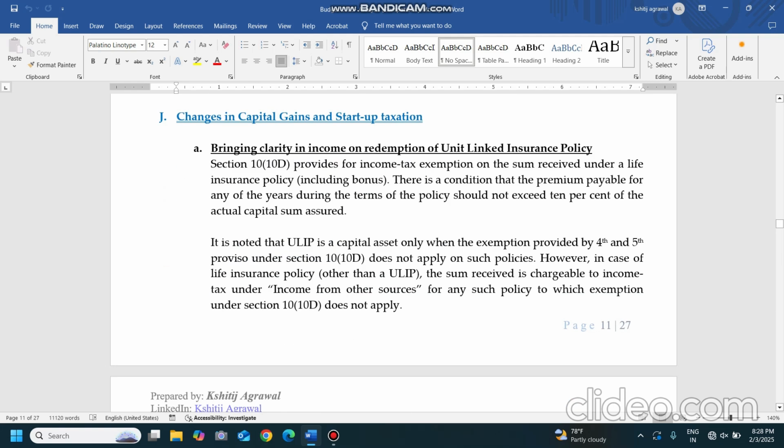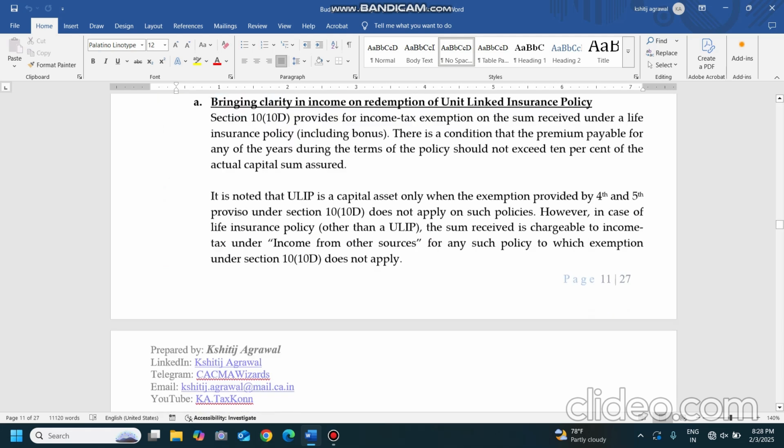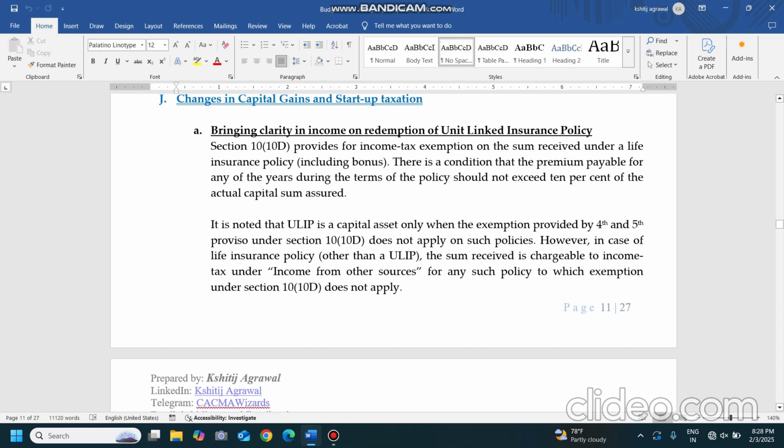Now coming to capital gain related exemptions and startup taxation. Four major changes are there over here. First is the unit linked insurance plan. What are the changes in the unit linked insurance plan? In the unit linked insurance plan, two things are there.